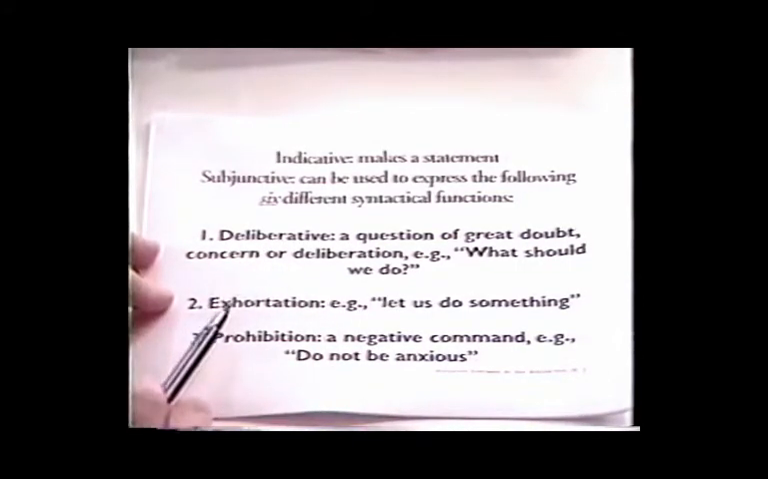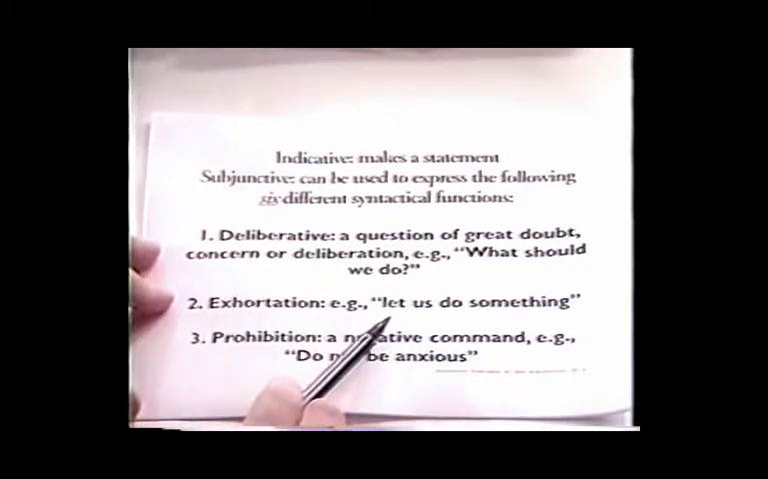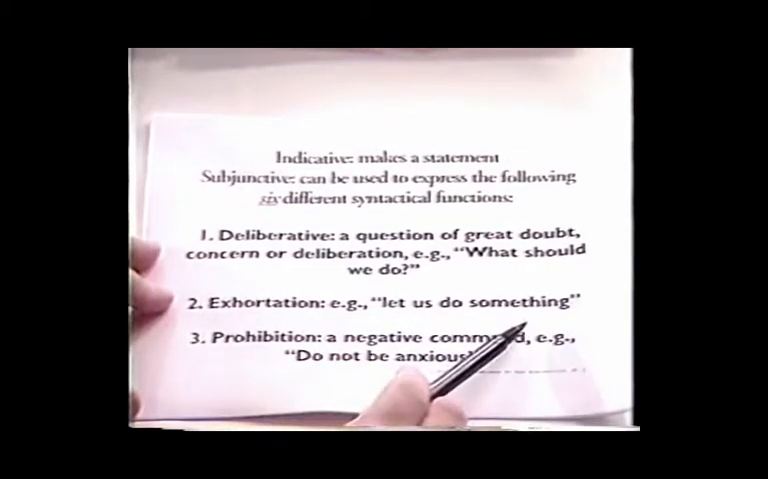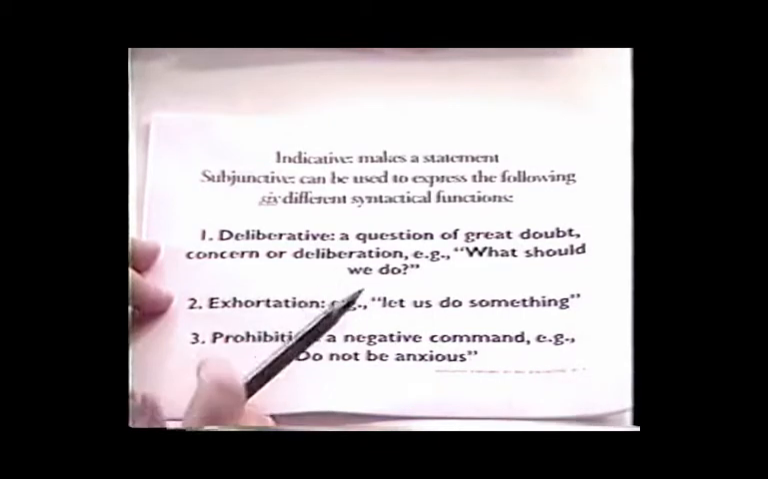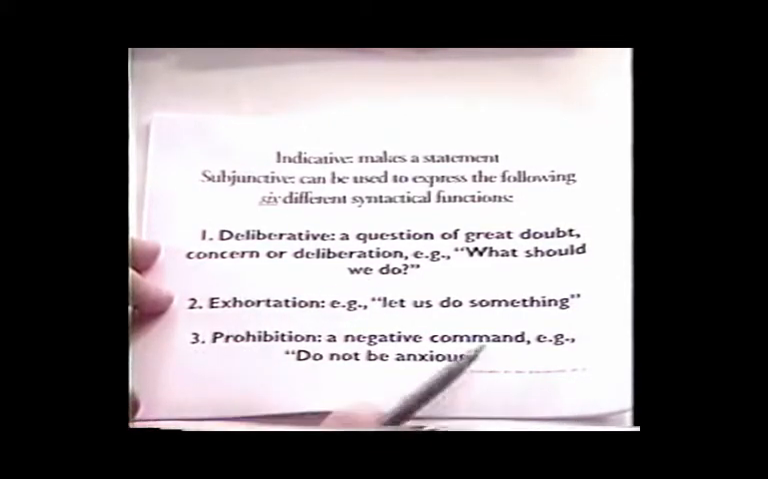The subjunctive can also show exhortation. For example, let us do something. Let us love one another. Or the subjunctive can show prohibition, a negative command. Do not be anxious. Do not think that I have come to destroy the law or the prophets. In other words, do not do something, a negative command.